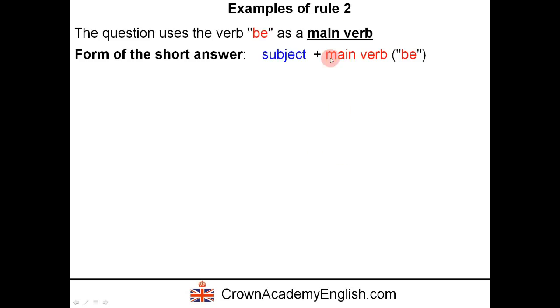Rule 2. Remember there were two rules. So this is rule 2. And this is when in the question there is the verb be, but it is acting as a main verb. Okay. So this is not an auxiliary verb. The verb be is in the question, but it is a main verb. And then the form of the short answer is subject followed by the verb be, okay, in the correct form.